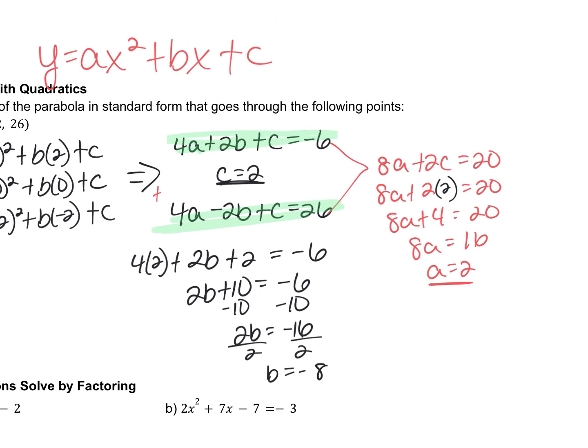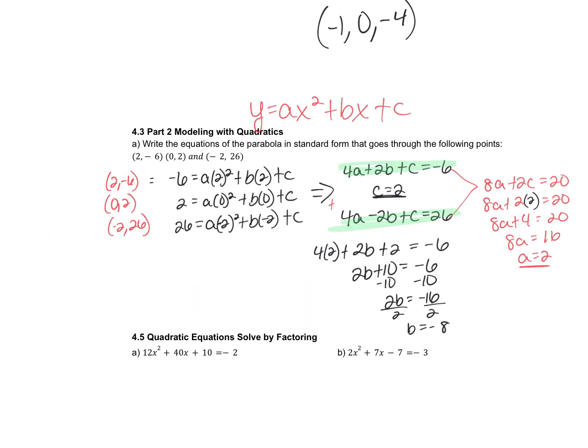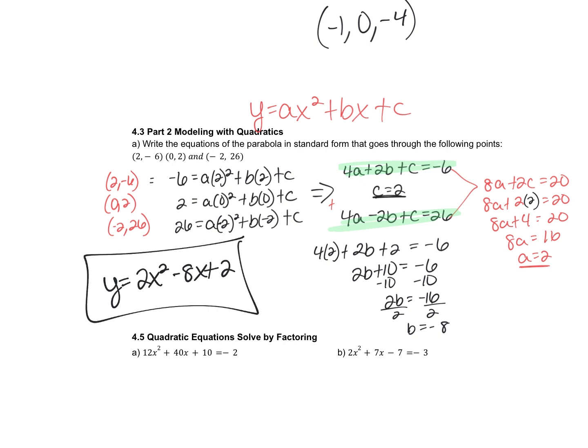Okay, so let's put all of this together. So I'm going to plug the a, b, and c into my regular standard form of a parabola. So it's going to be y equals 2x squared plus my b is negative 8, so actually minus 8x plus 2. Okay, that is it for unit 1 or unit 2.